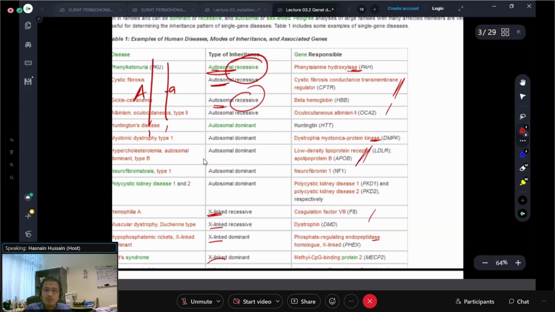But when this small a is present together with the big A, you write it like this. Will this cause a disease? It will not cause a disease, right? Because this A is producing the normal enzyme, and our cells and tissue will use the enzyme produced by this chromosome, whereas this one will not be used because it is defective.